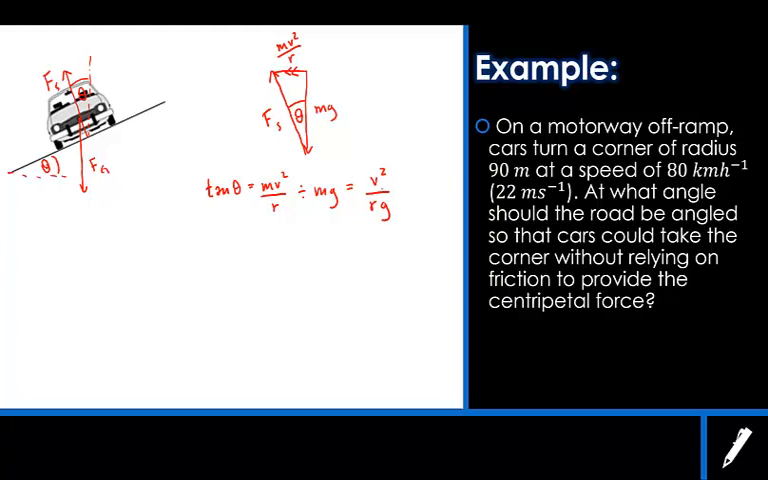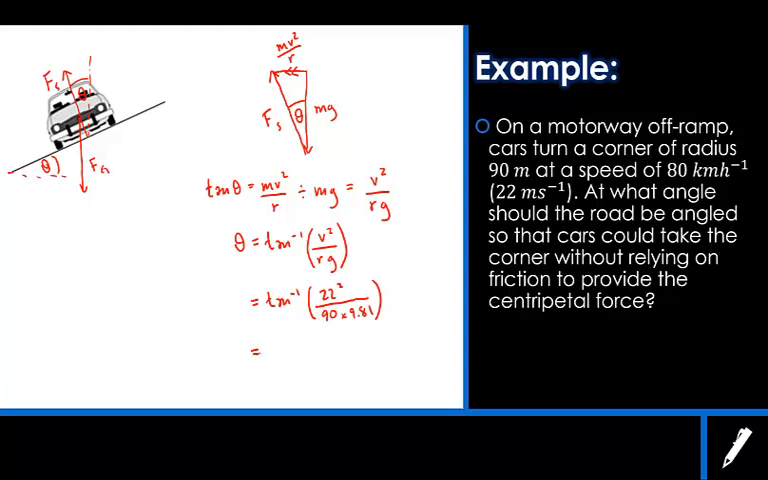We're wanting to find theta, so let's just take the inverse tan of both sides, and we find that theta is going to be equal to the inverse tan of v squared over rg, which is equal to the inverse tan of v, which is 22 squared, over 90 times 9.81.